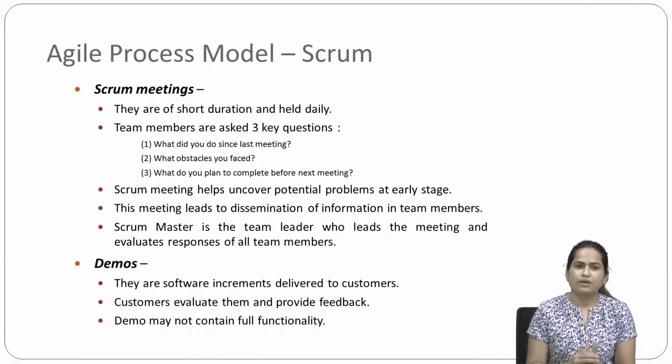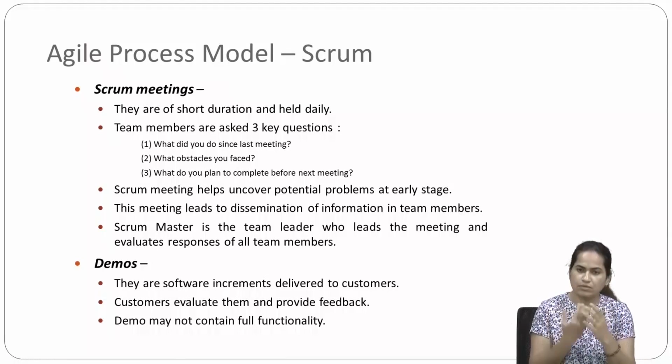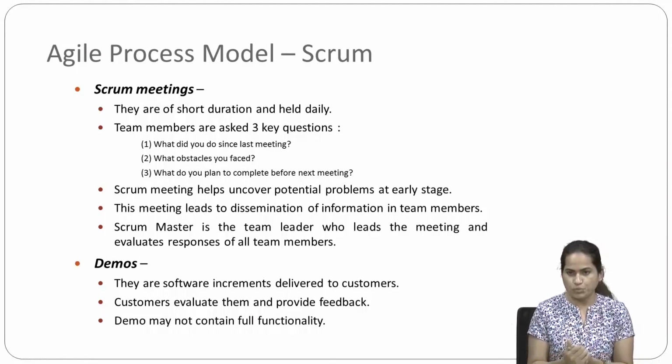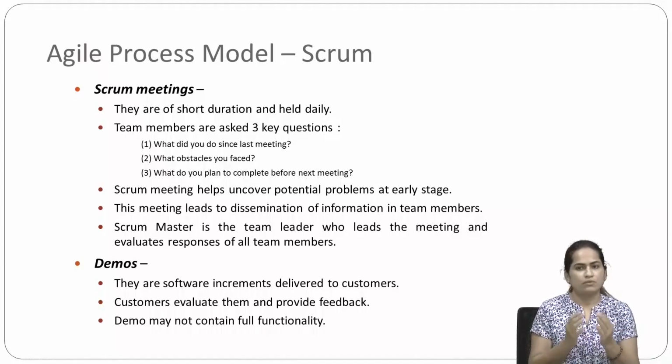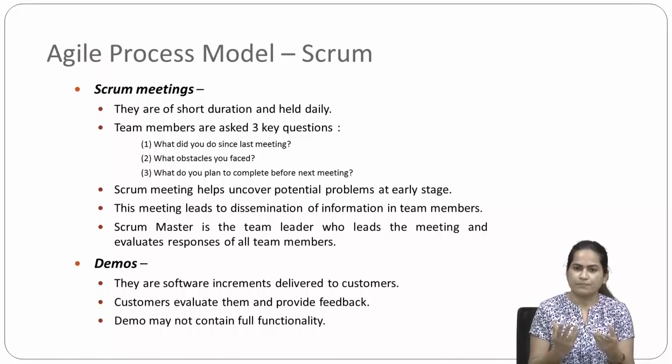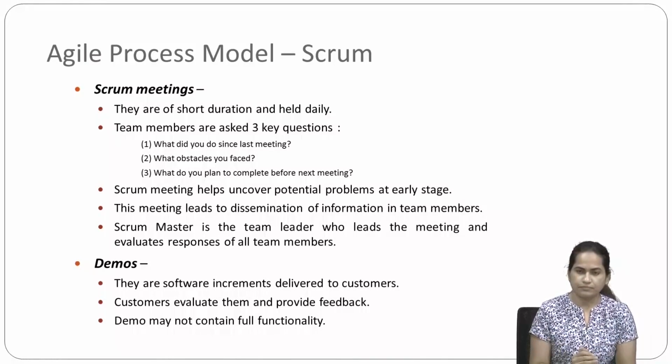The second key question: what obstacles did you face? When you discuss the task you were assigned and were trying to implement, if you faced any obstacles during the implementation, then explain them. You can say that you had such points, such difficulties, which you were trying to solve. Whether it is solved or not, you can discuss. And the third key question: what do you plan to complete before the next meeting?